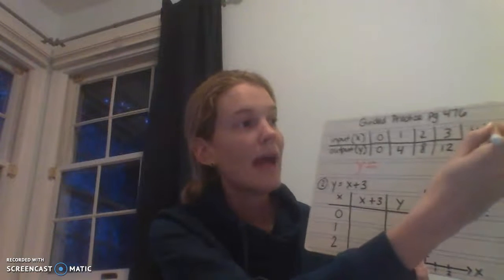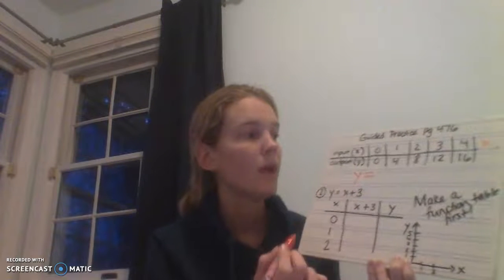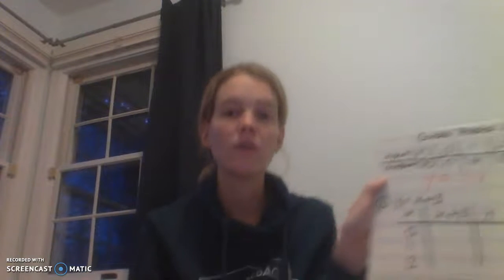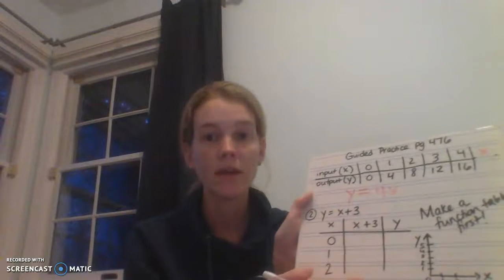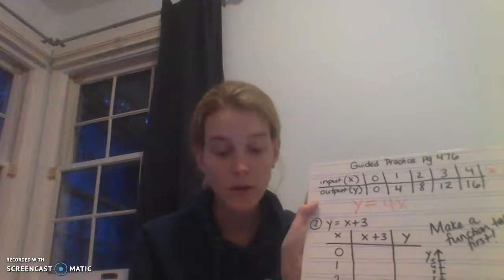This is going to be our x value. So this is going to be a letter x over here. So y is going to be equal to 4 times x. So y equals 4x. And that's your function rule. Okay, y equals 4x. That is the answer to number 1. That's all you had to do there. You just had to write the equation.